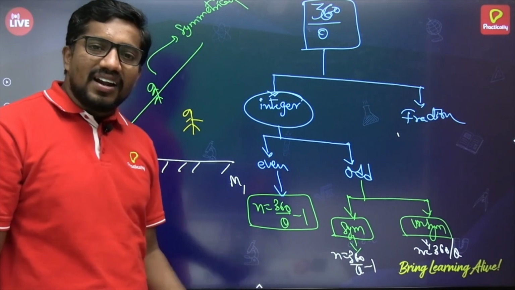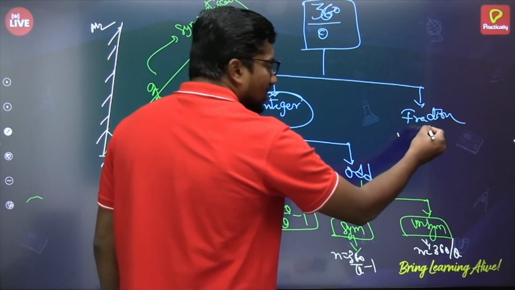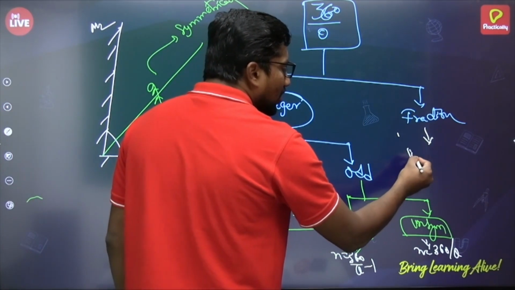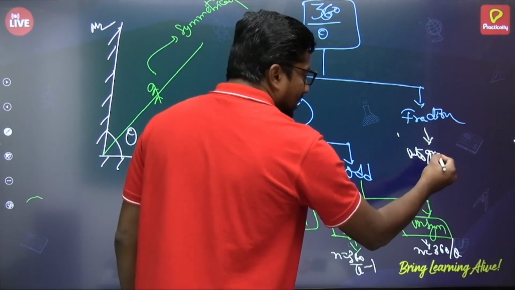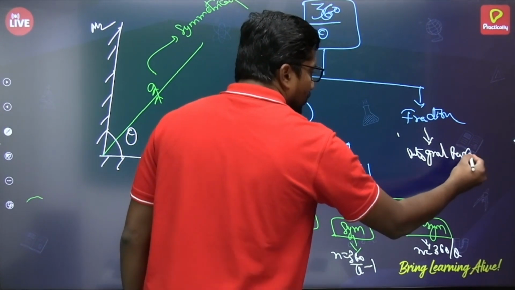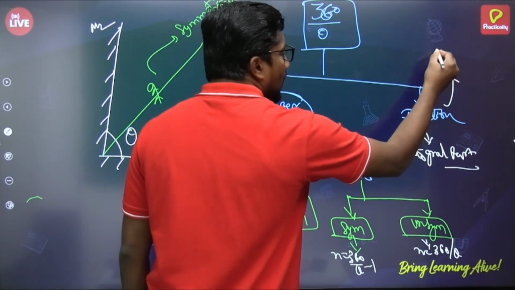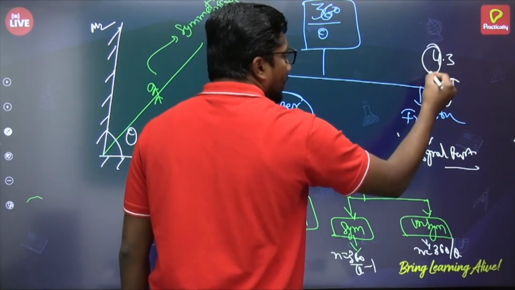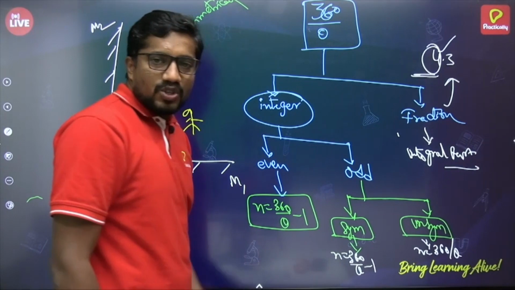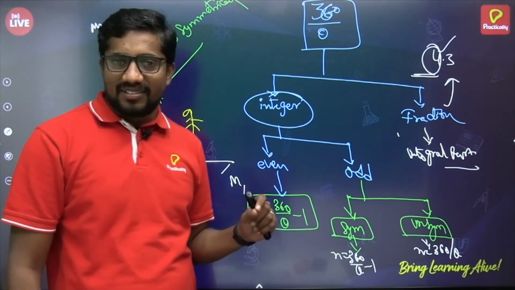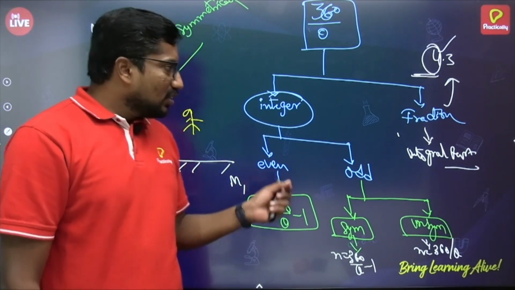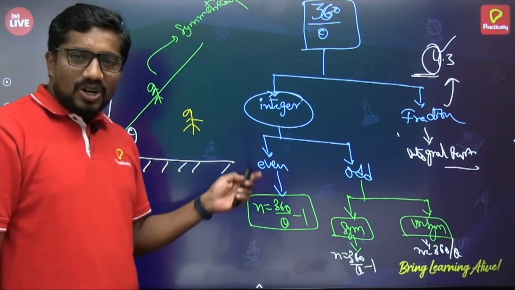On the other hand, if it is a fraction, the integral part will become the number of images. Suppose we got the fraction value as 4.3, the number of images will be 4 itself. So that integral part alone you should take. Alright, so let us solve a few examples based on this.